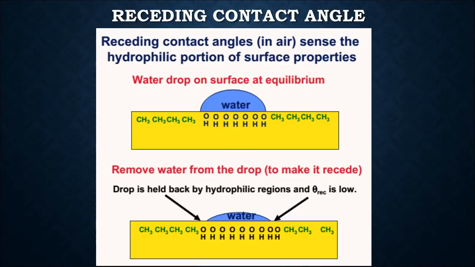The same happens to the receding contact angle, which senses the hydrophilic portion. When you have the water at equilibrium and you try to withdraw water from this droplet, the drop is held back by the hydrophilic regions, so the contact point here represents the hydrophilic region.